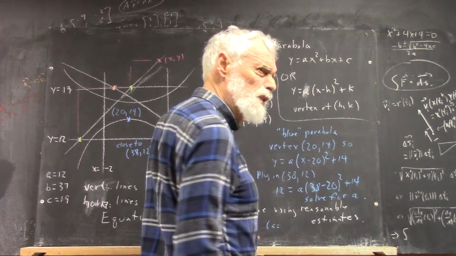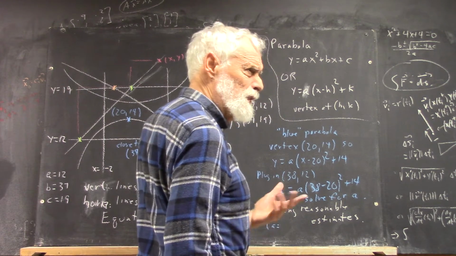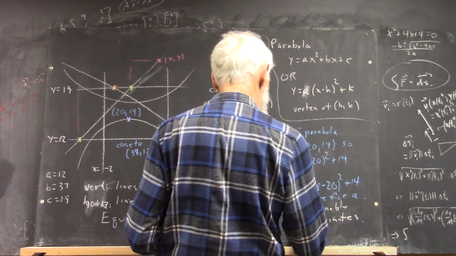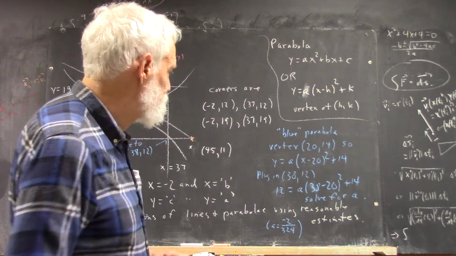I said negative 324 over 12. Doesn't follow at all from what I said. It's negative 2 over 324, and I don't know where I got 324 over 12. Okay?